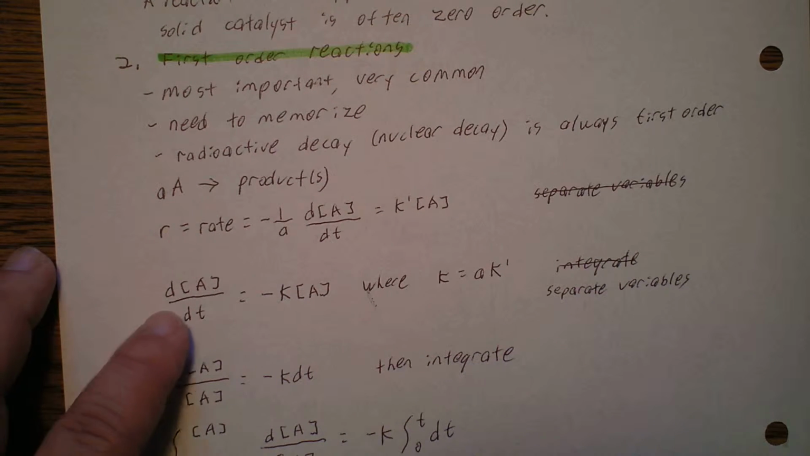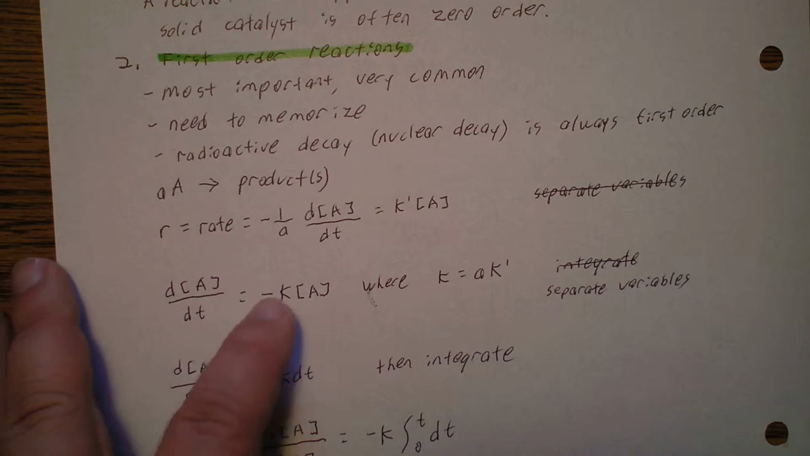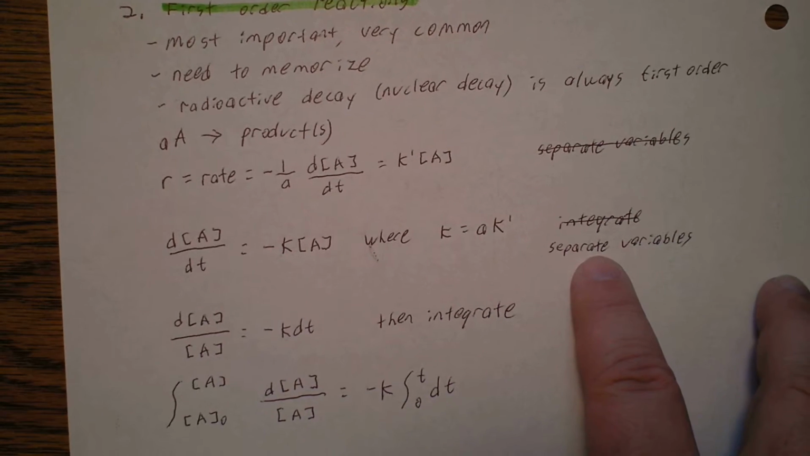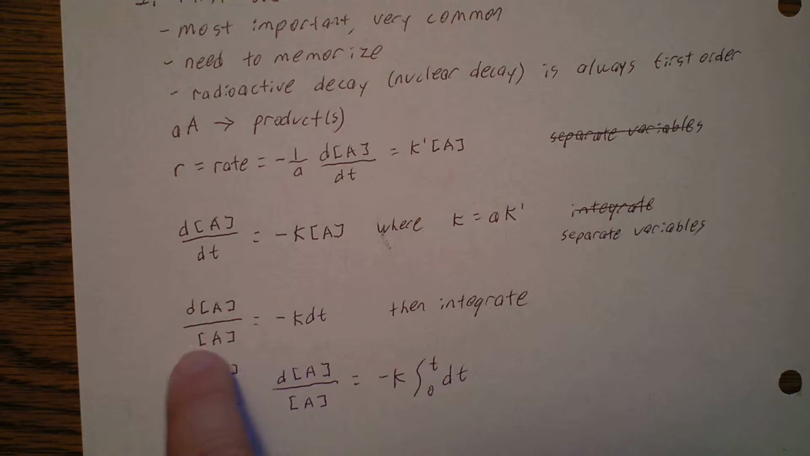So we have the derivative of the concentration of A with respect to time is equal to minus k times the concentration of A, where we say k is equal to a times k prime. Now we're going to separate the variables. So we get A on one side, t on the other.